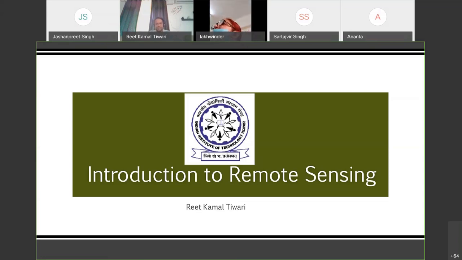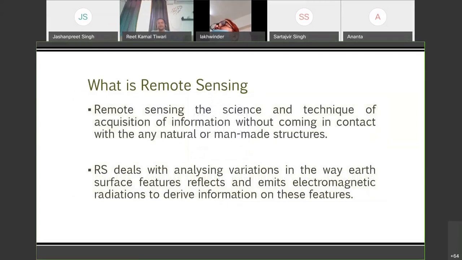So without taking much time, let us start with the definition of remote sensing. When we talk about remote sensing, it is not only the technology, it is both the technology and science of acquisition of information without coming into contact with any natural or man-made structures. In remote sensing, we analyze the variation in the way Earth's surface features reflect and emit electromagnetic radiations to derive information on these features.